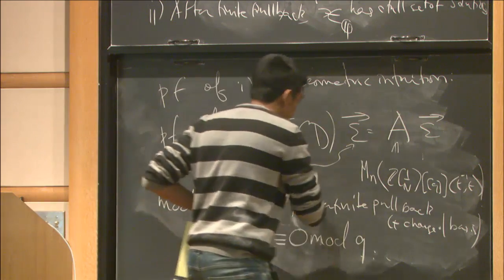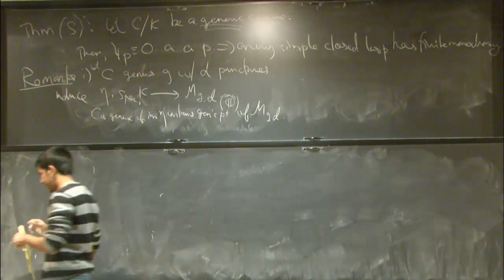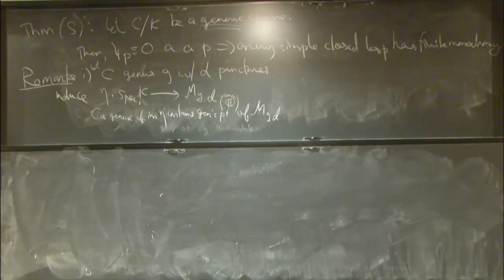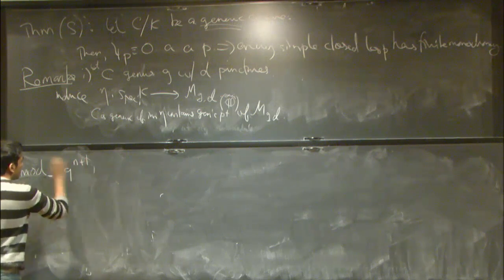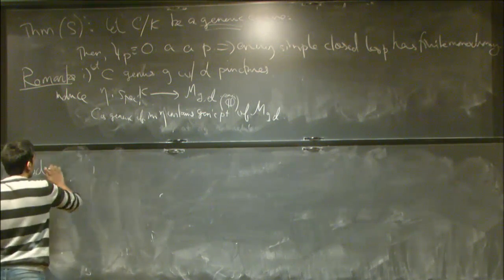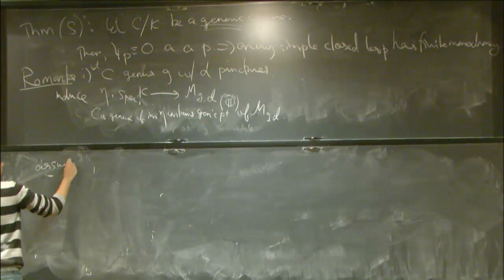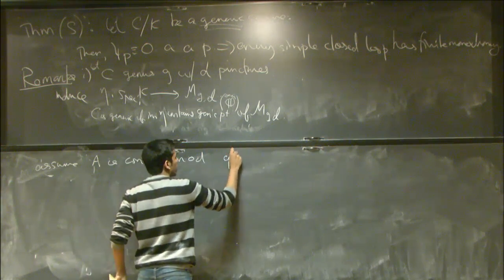Now, using an inductive argument, we'll show that A can be made constant. And once we do that, we'll use the p-curvatures vanishing to show that A will actually be 0. OK. So mod q to the n. So let's assume that A is going to be constant mod q to the n. So we assume that A is constant modulo q to the n.